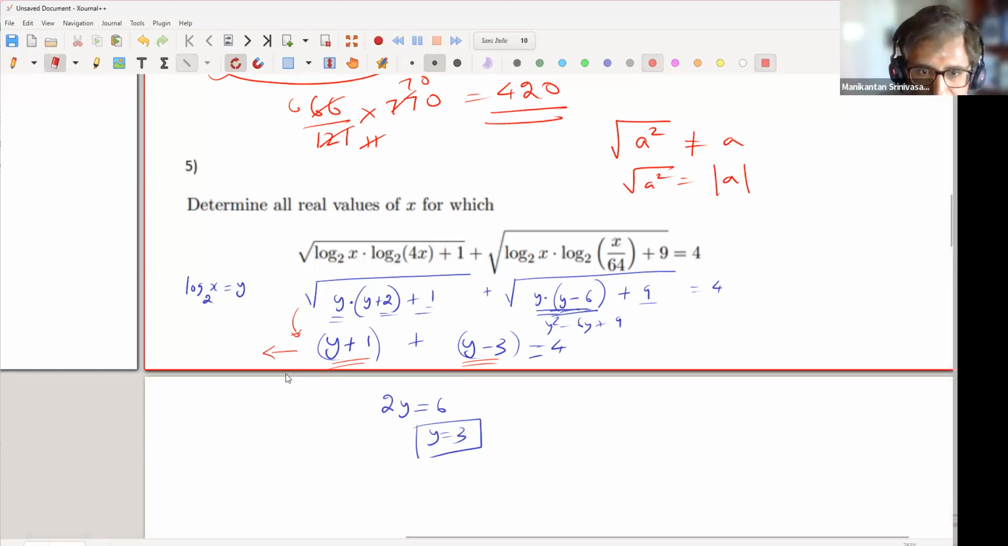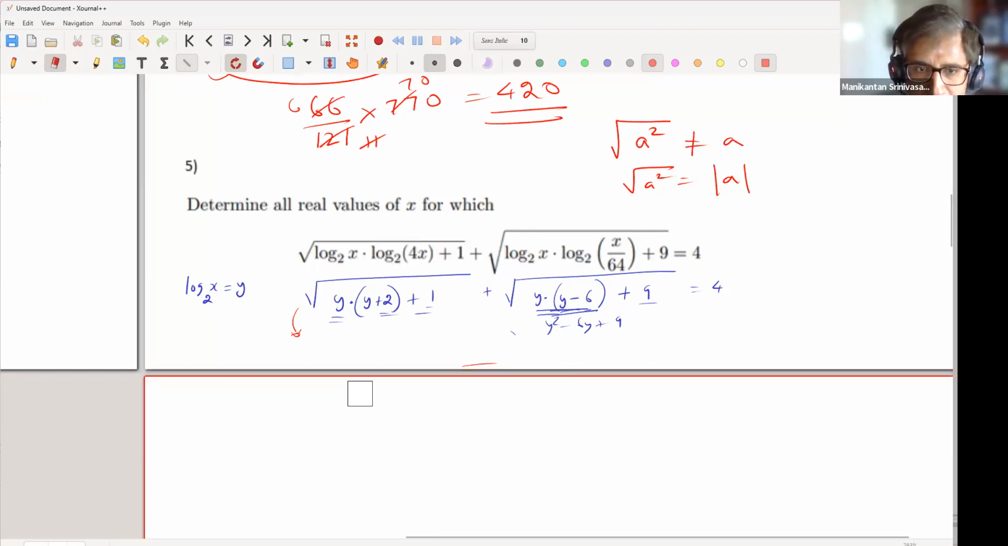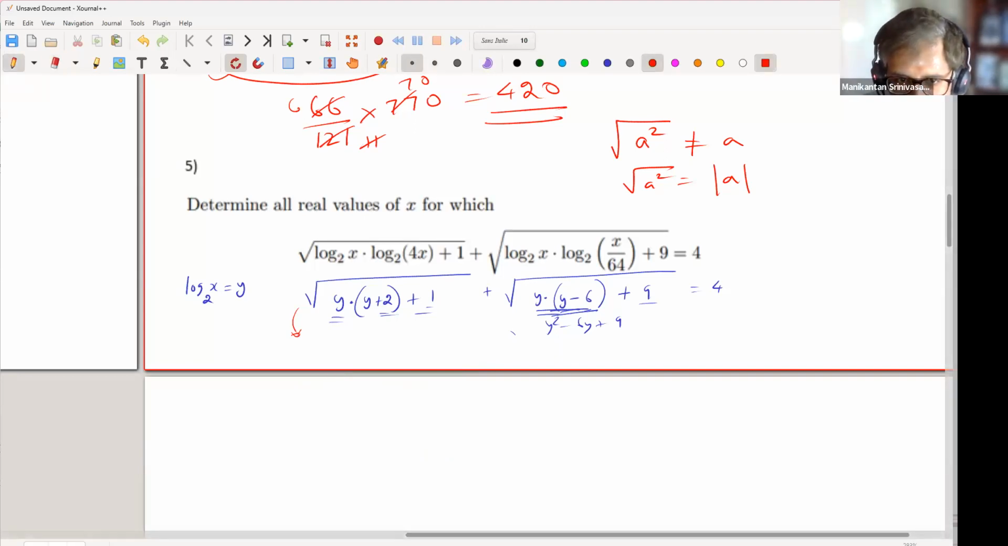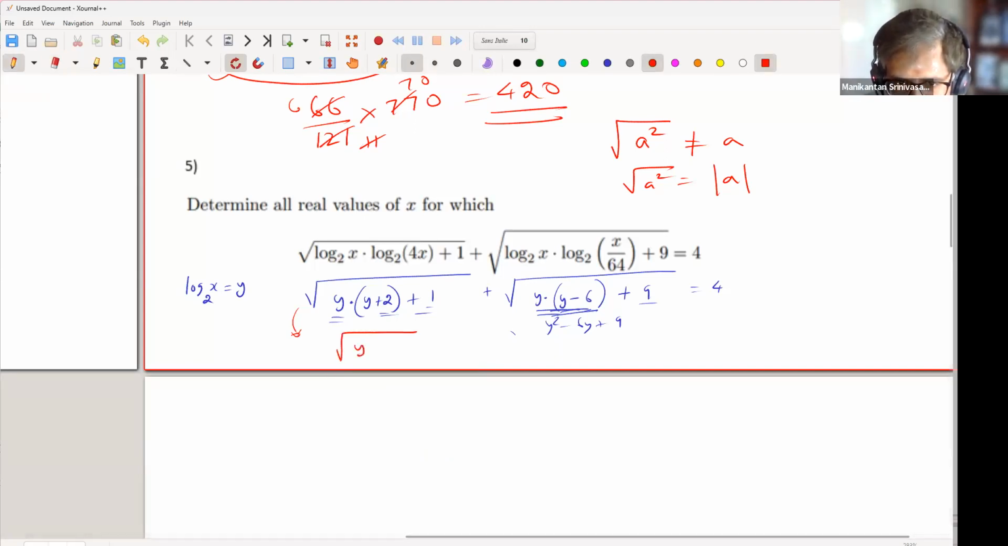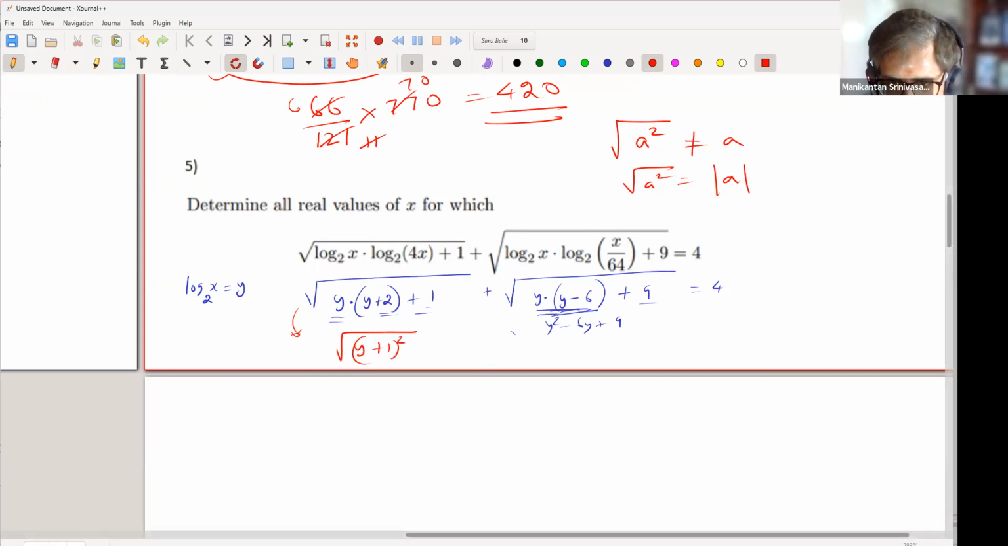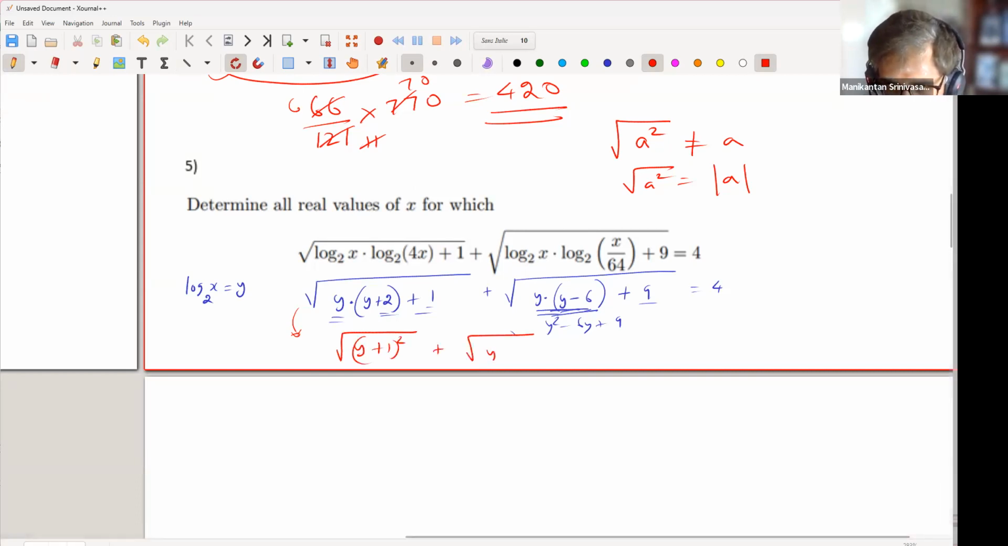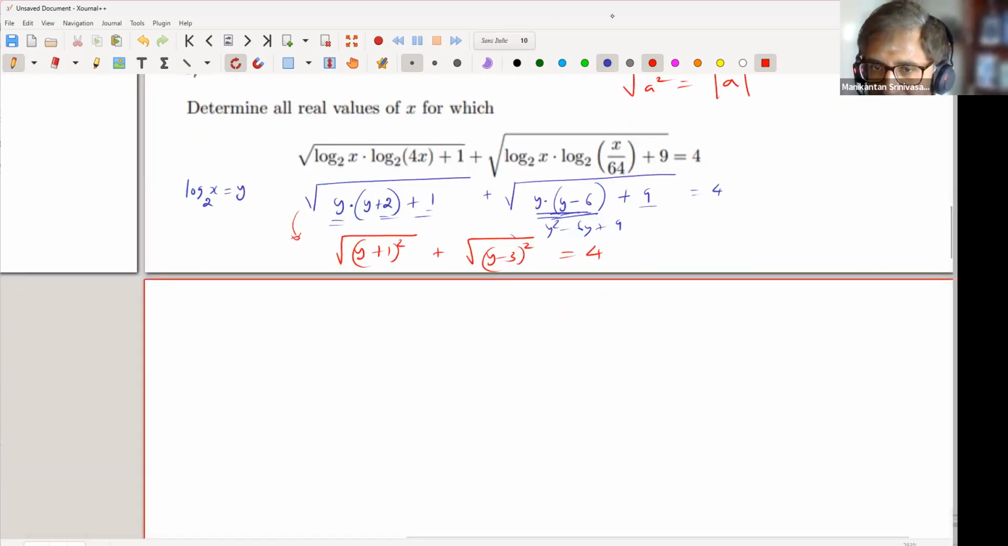So how do we modify our working? Till here is okay. We know it's square root of y plus 1 whole squared, and we also know it's square root of y minus 3 whole squared. So till here is fine. Now, the critical points are minus 1 and 3, right?